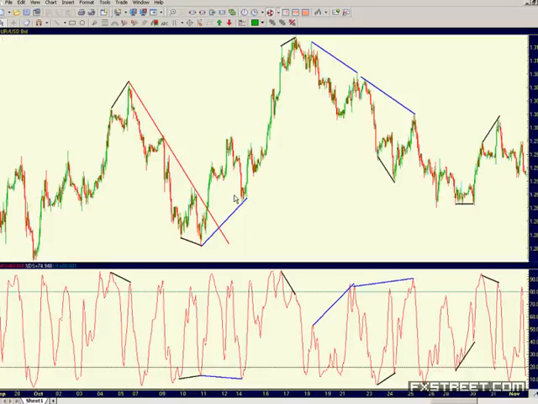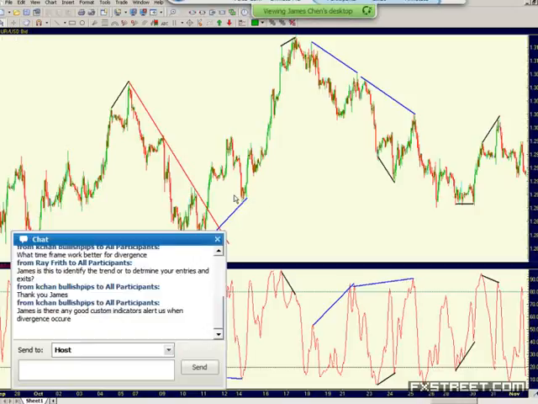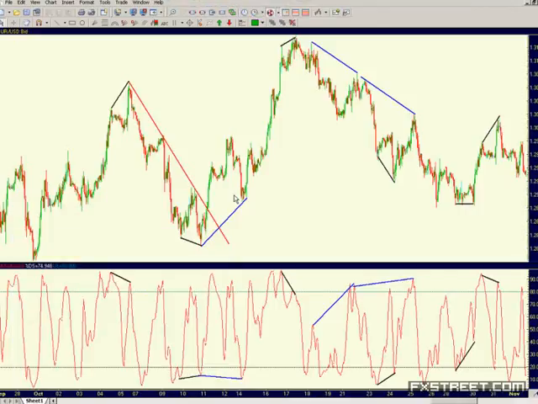Chen, are there any good custom indicators that alert us when divergence occurs? That's a good question. I'm sure there are. I don't use indicators for that. I've done a lot of programming of my own strategies, but in terms of using custom indicators for this type of use, I have not done that. I simply look for divergences on a manual basis.